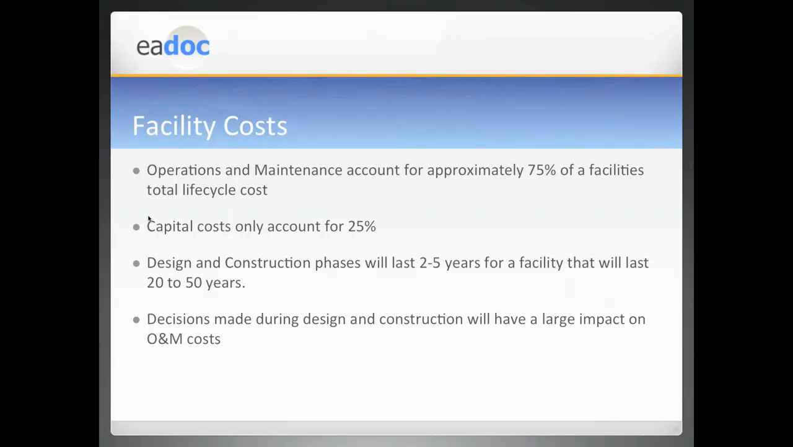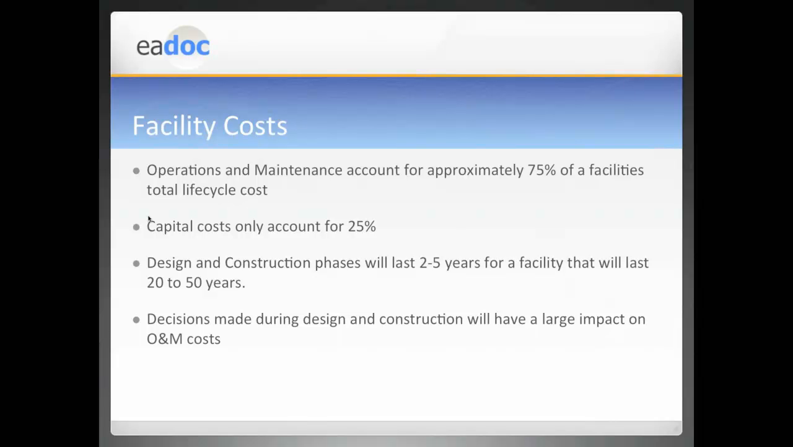This means a lot of the decisions that are made throughout the design and construction phase are going to have a tremendous impact on the operations and maintenance side, especially when you look at the duration. Typical design and construction phases are 2 to 5 years, where you may be operating this facility for 20 to 50 years or even longer. And so a lot of these decisions that are made in that small window of time, 2 to 5 years, with small budgets, 25% of total costs, are going to have a substantial impact on those projects.